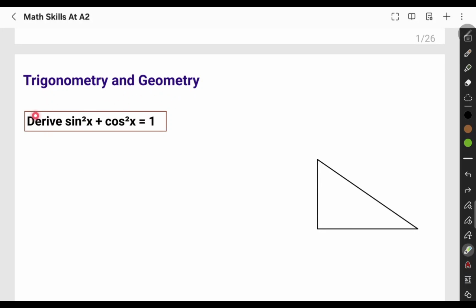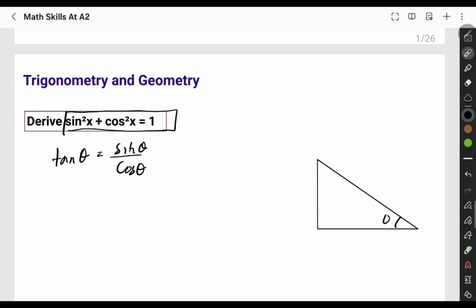Trigonometry and geometry, and we're going to be deriving this equation: sin²x + cos²x = 1. Along with this, in your AS level, you have seen one more identity, which is tan θ = sin θ / cos θ. Okay, so let's derive this identity right over here.